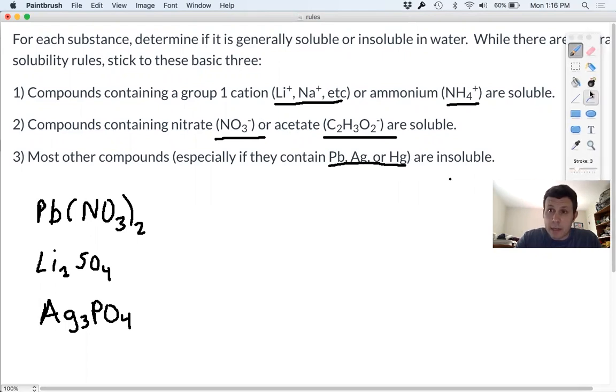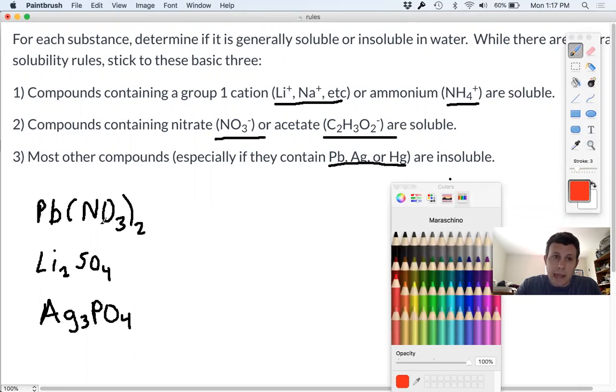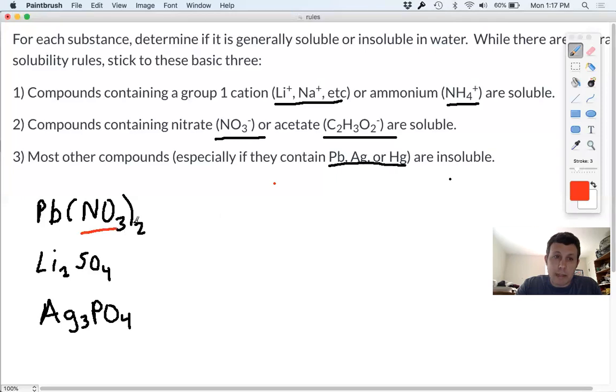So my first example here is lead nitrate. If I look at lead nitrate, lead often would make me think it's insoluble, but again, this nitrate presence means it's going to be soluble. So any nitrate, no matter what it's with, it's going to be soluble.